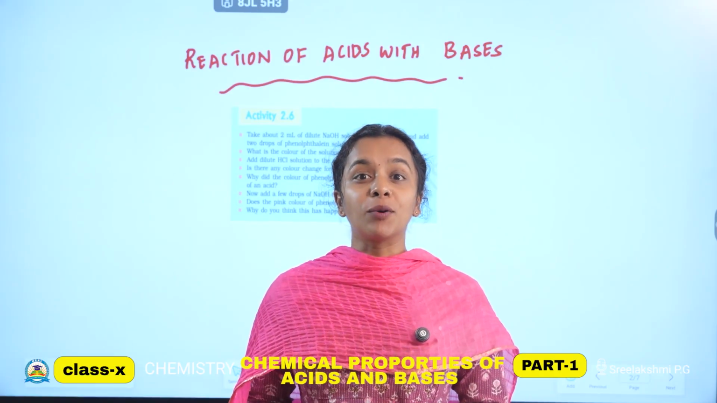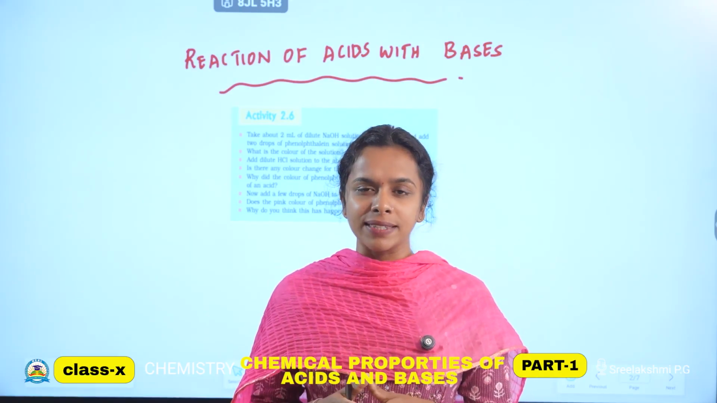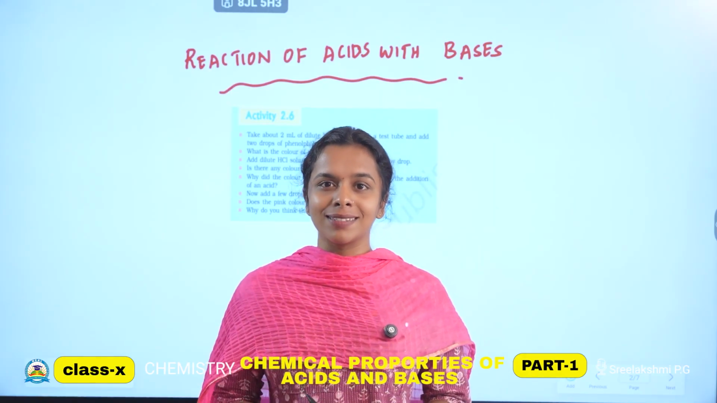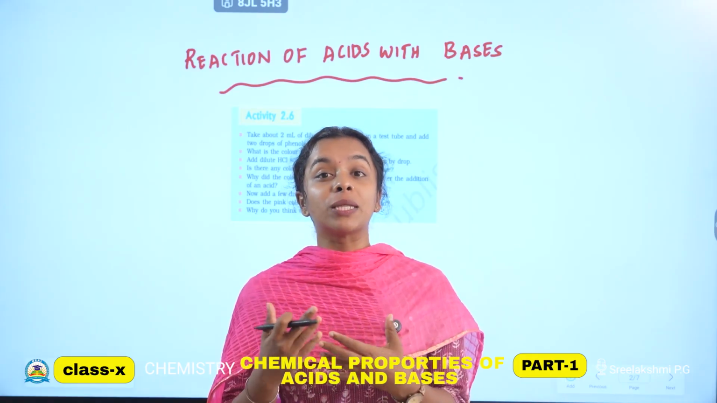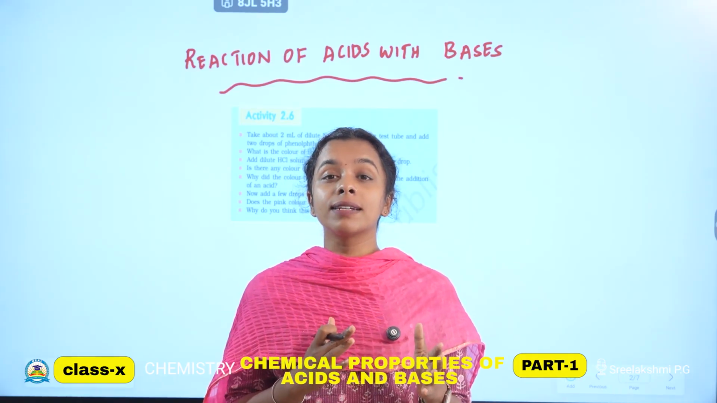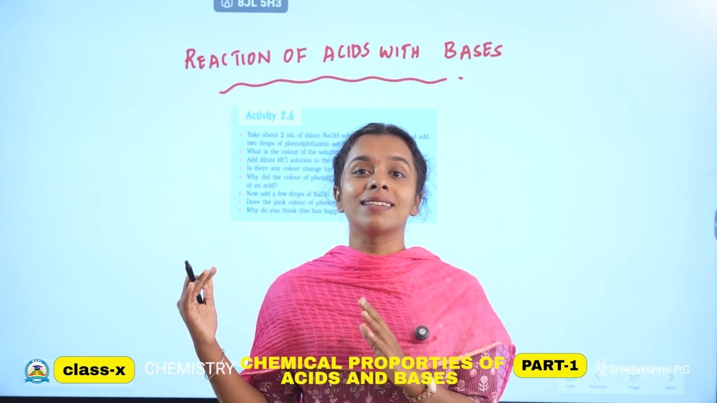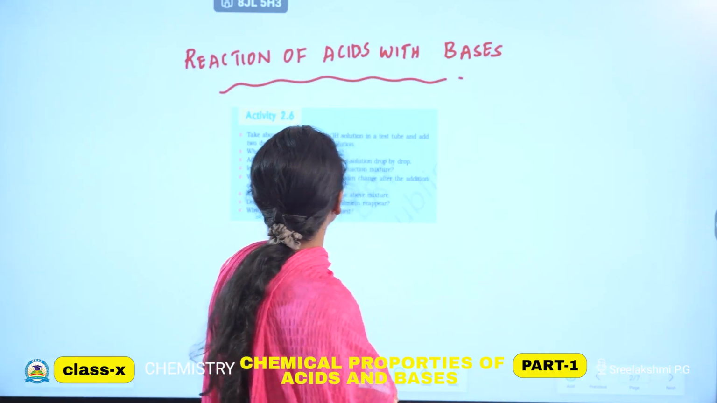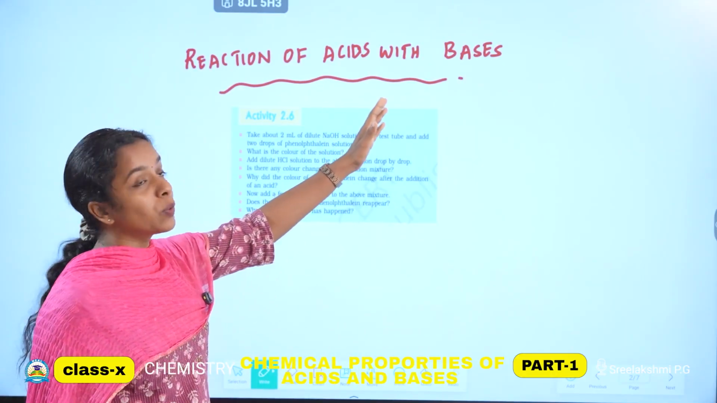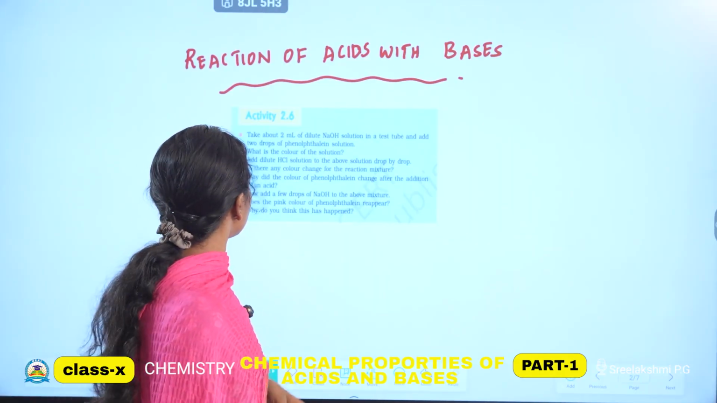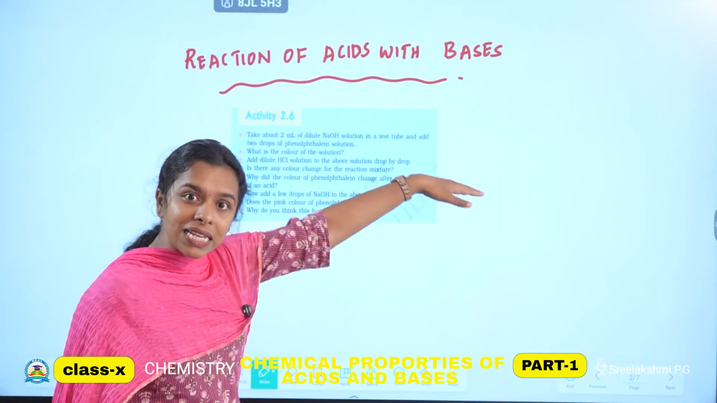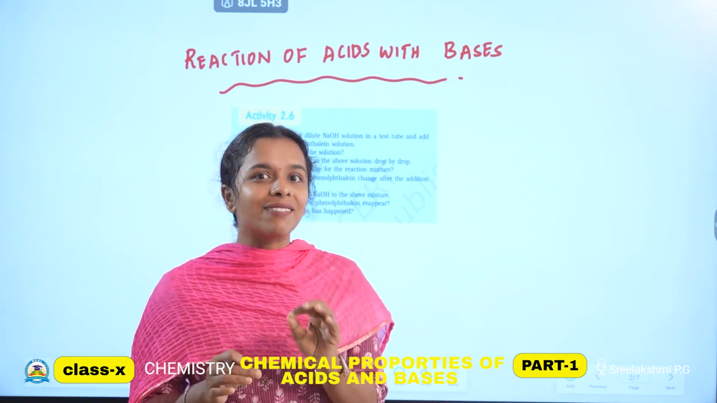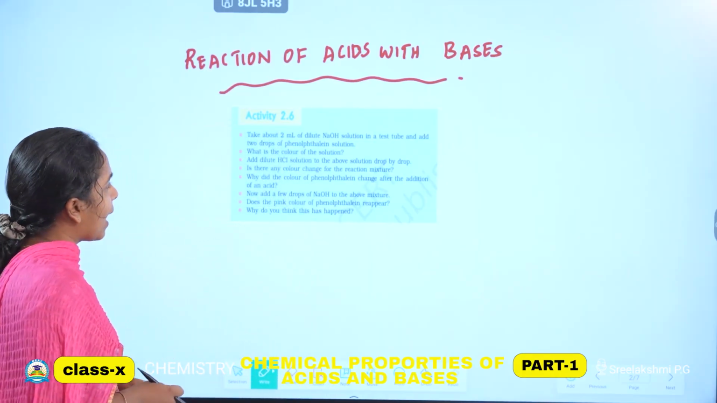So we were discussing the chemical properties of acids and bases, and we have covered topics such as the reaction of acids with metals, the reaction of bases with metals, and the reaction of acids with metal carbonates or metal hydrogen carbonates. Now we will move on to the next topic, that is, the reaction of acids with bases. How are acids going to react with bases? For that we have an activity. Let's have a look into the activity.